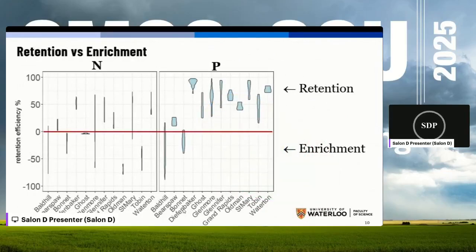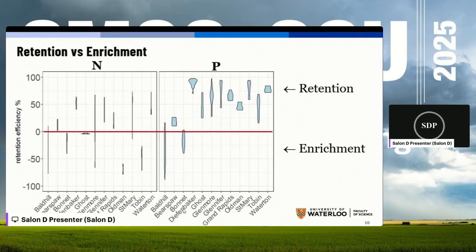So I present to you the ugliest violin plot of my career, but I promise it's ugly with a purpose. This shows above the red line where retention is happening each year, and below the line where enrichment is happening each year at all the sites in the study. So we'll start with nitrogen. Nitrogen is using that red line like a hopscotch rope. So this suggests that nitrogen retention and/or enrichment is highly interannually variable. On any given year, a site could increase the nitrogen load by 50% or decrease the outflowing nitrogen load by 50%.